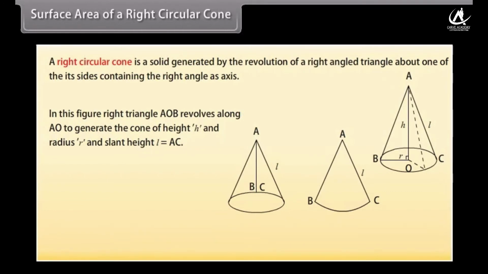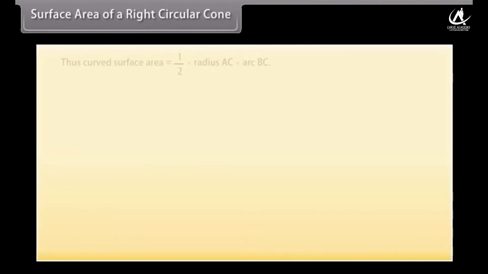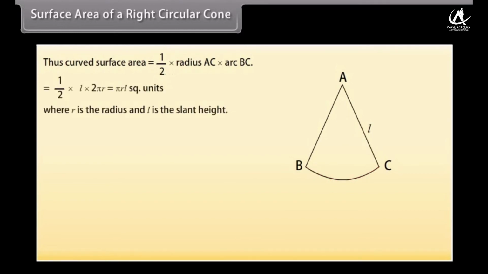To find the total surface area of a cone, let us cut it along its slant height and spread it into a sector ABC. The curved portion of the figure is equal to the perimeter of the base of the cone, and the circumference of the base of the cone is equal to 2 pi r, where r is the base radius of the cone. Thus, curved surface area is equal to 1 upon 2 into radius AC into arc BC. This is equal to 1 upon 2 into L into 2 pi r equals pi r L square units, where r is the radius and L is the slant height.